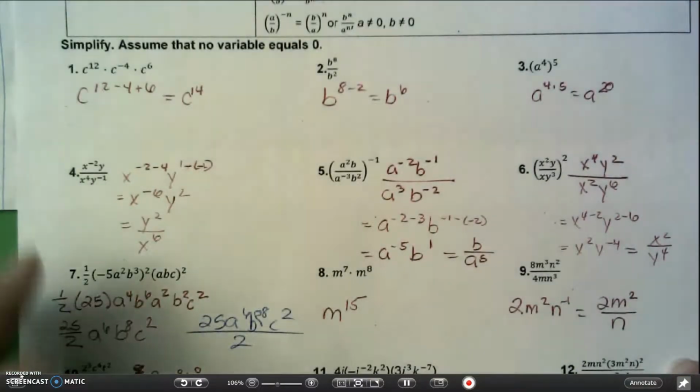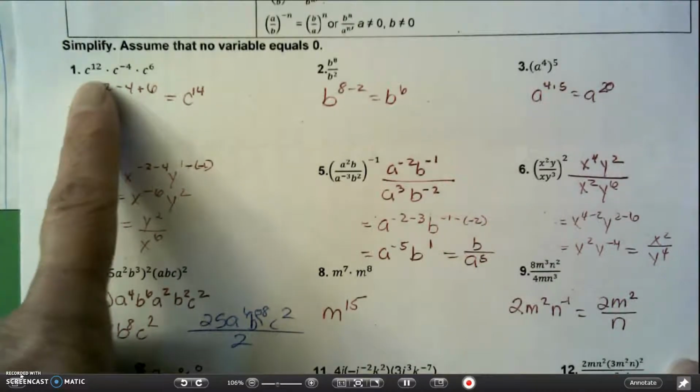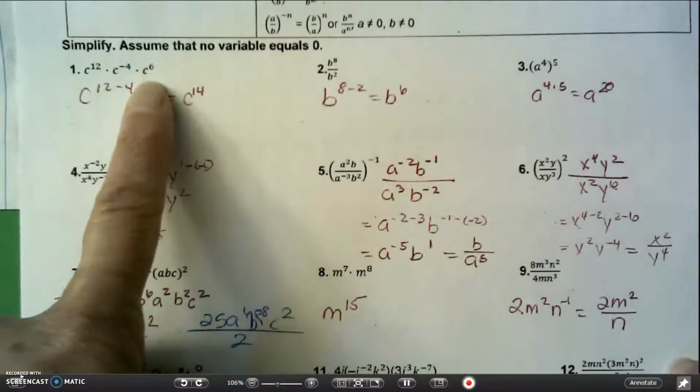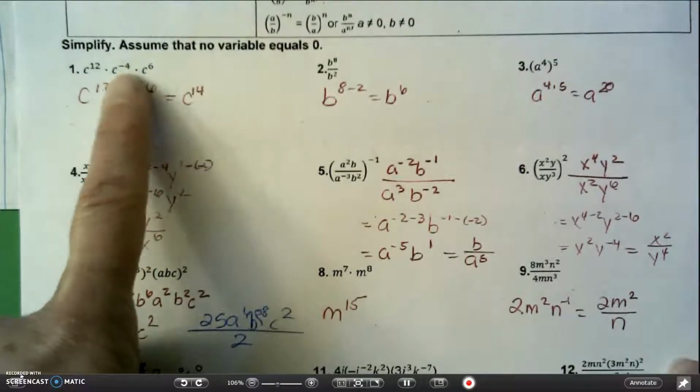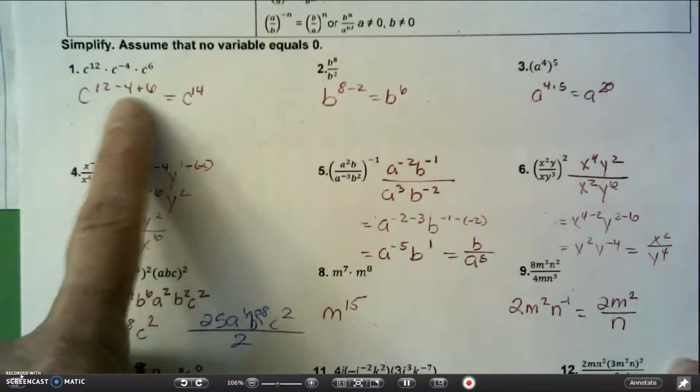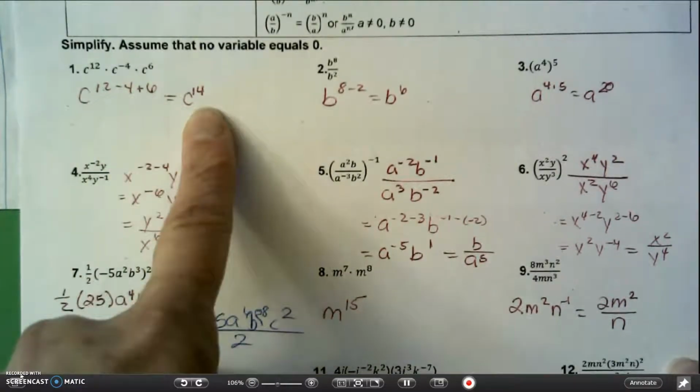You notice here, you had number 1, c to the 12th, c to the -4th, and c to the 6th. You're multiplying all of those. Even though there's a negative power there, you can just add them up or subtract accordingly. The powers, 12 minus 4 plus 6, and you get c to the 14th.